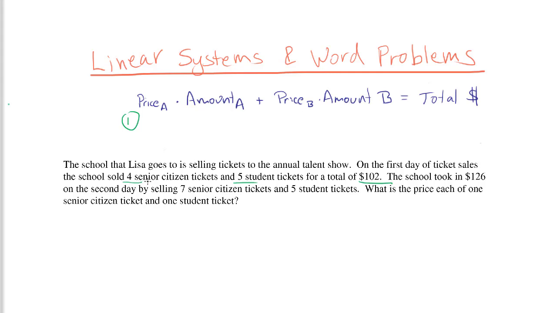In this case, we've got 4 senior citizens. So let's call that 4C, the number times the price. We don't know the price. We'll call that C. And 5 student tickets for a total of $102.